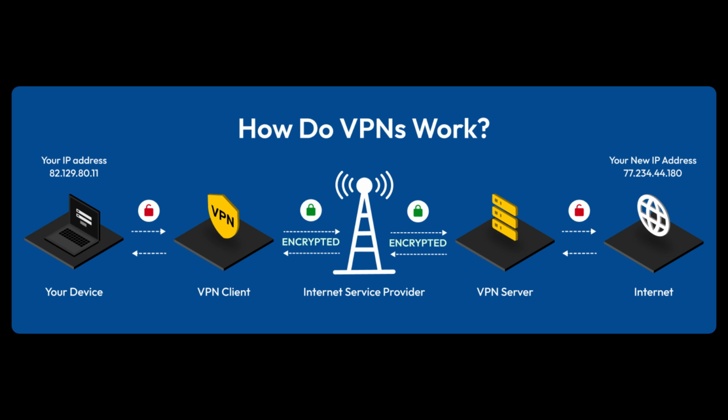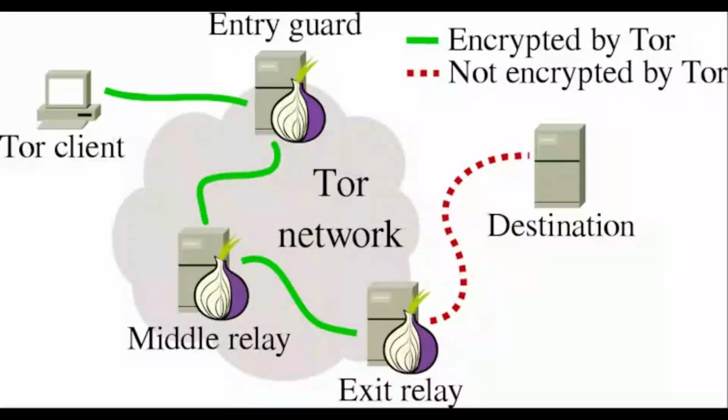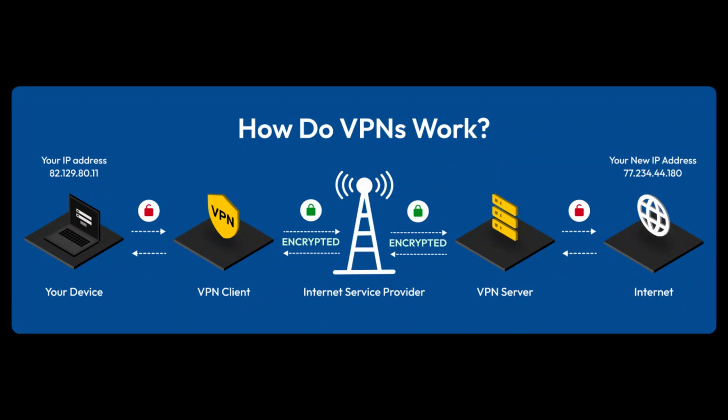Network structure. TOR uses a decentralized network of volunteer-operated servers, while VPNs rely on a centralized network of servers operated by a VPN provider. Level of anonymity. TOR offers a higher level of anonymity by obscuring your IP address and routing your traffic through multiple layers of encryption. VPNs, while providing some anonymity, are less effective at hiding your identity, especially when used with a less reputable provider.